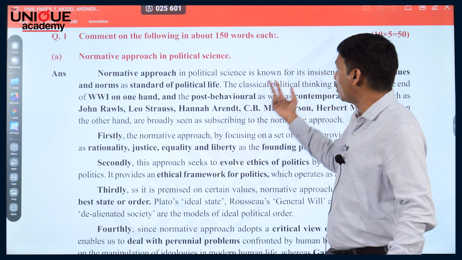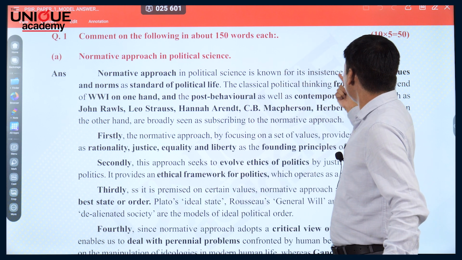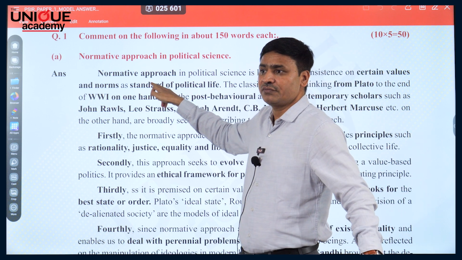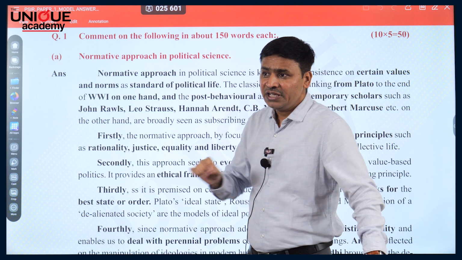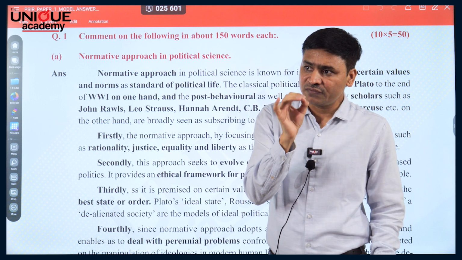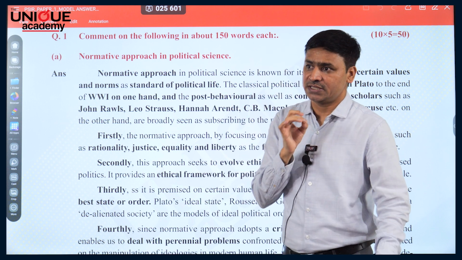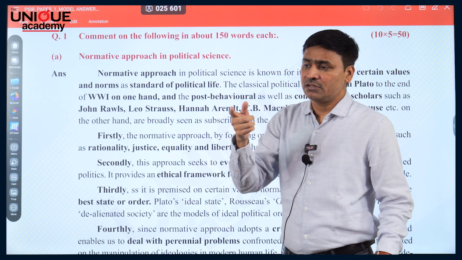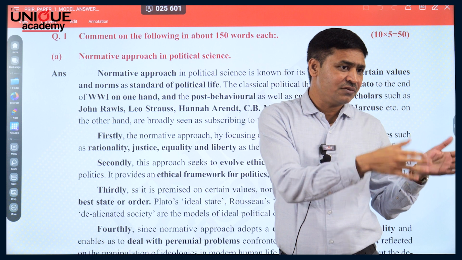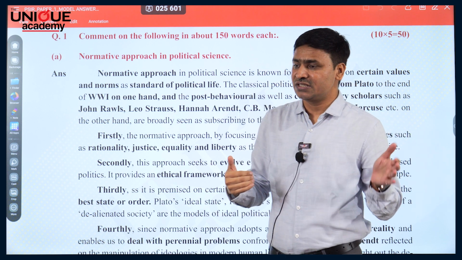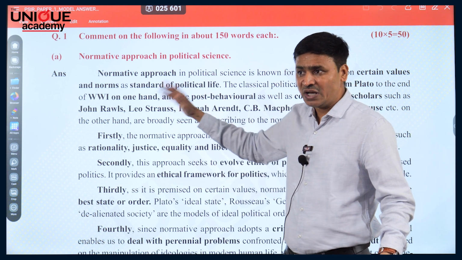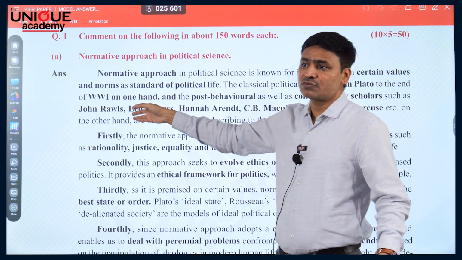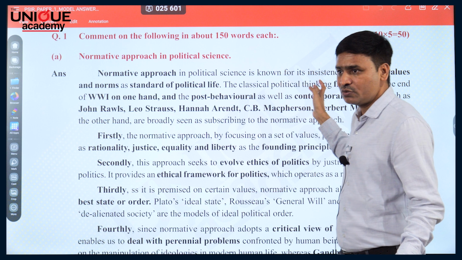Okay, and what is that? There are two aspects. So one is insisting on certain values as part of what? The standard of political life. So this statement captures as if the essence of the normative approach in political science. And then we have illustrated this by bringing in the scholars, the traditions, the phases as far as the evolution of pol science is concerned, from Plato to First World War on one hand, and post-behavioral era, including the contemporary scholars from Rawls to Herbert Marcuse on the other hand.